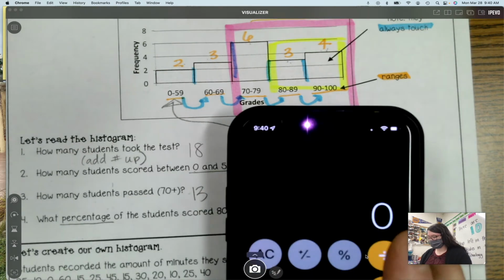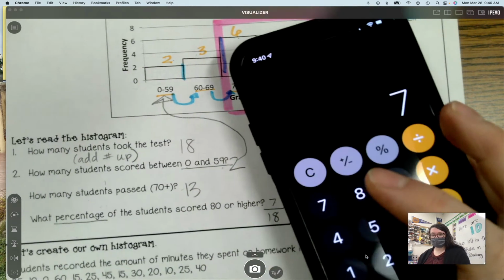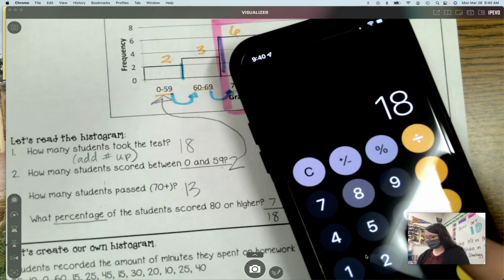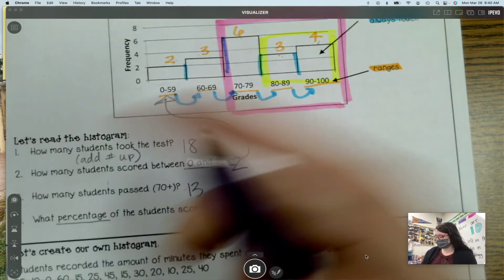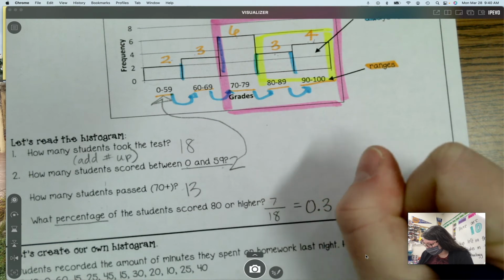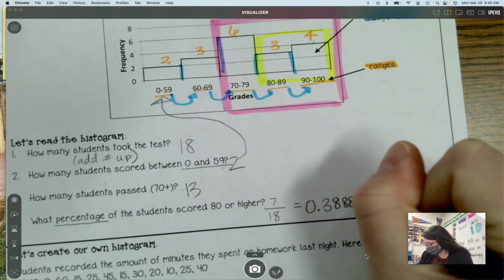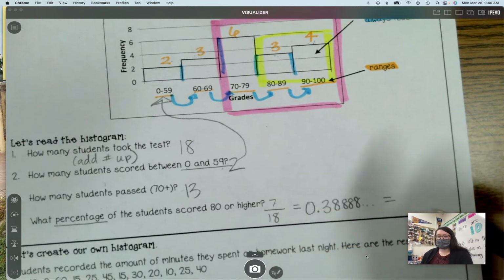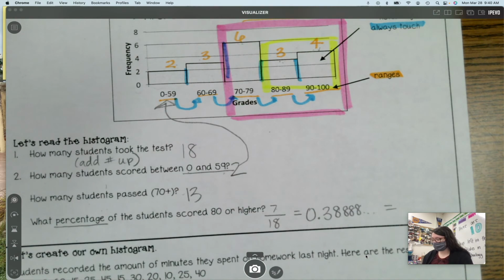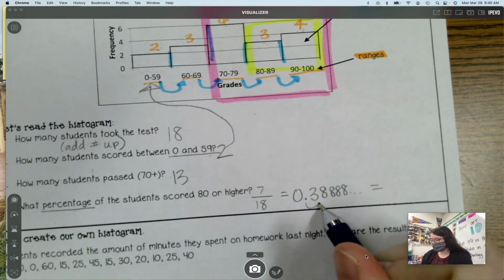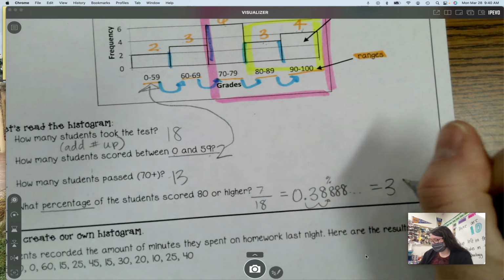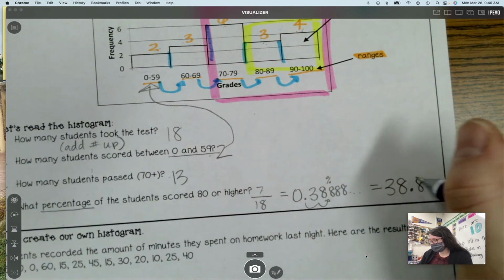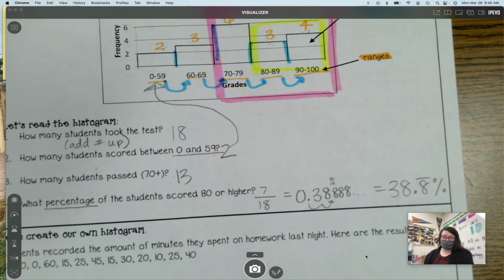I need to do my 7 divided by 18, and I get 0.38 repeating as a decimal. And then to turn my decimal into a percent, we move the decimal 2 times to the right because my percent sign is going to go in there. So this becomes 38.8 repeating percent. And if you want to round that to 39, that's fine too.